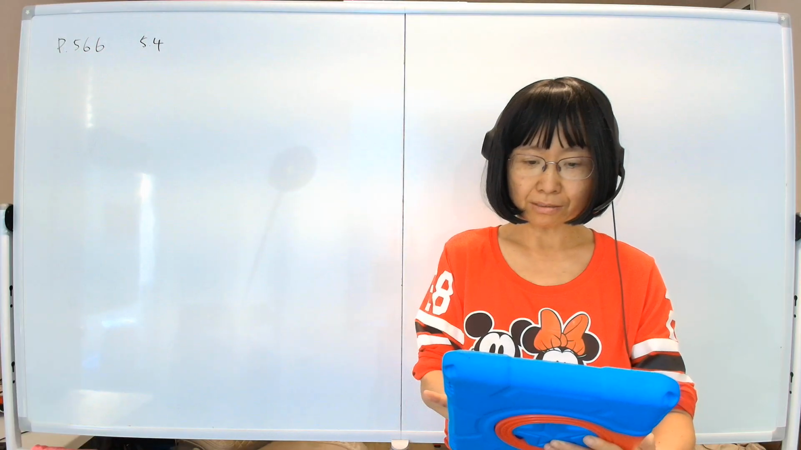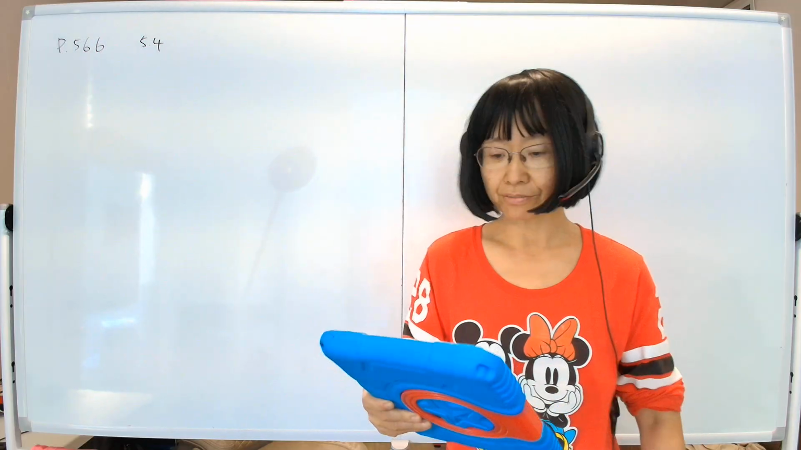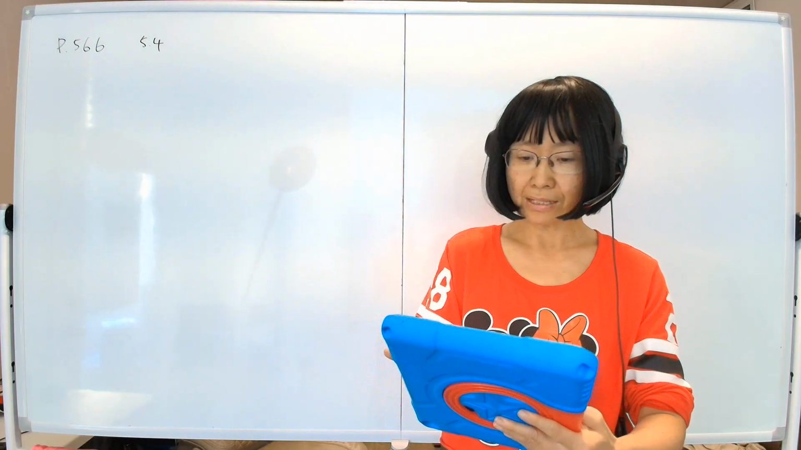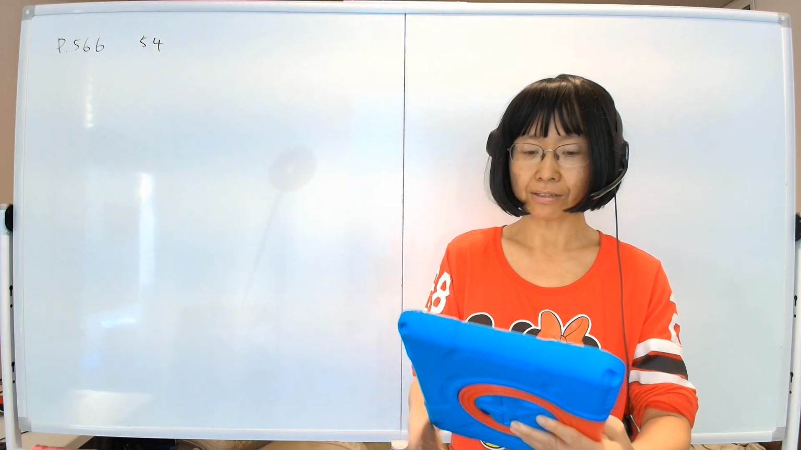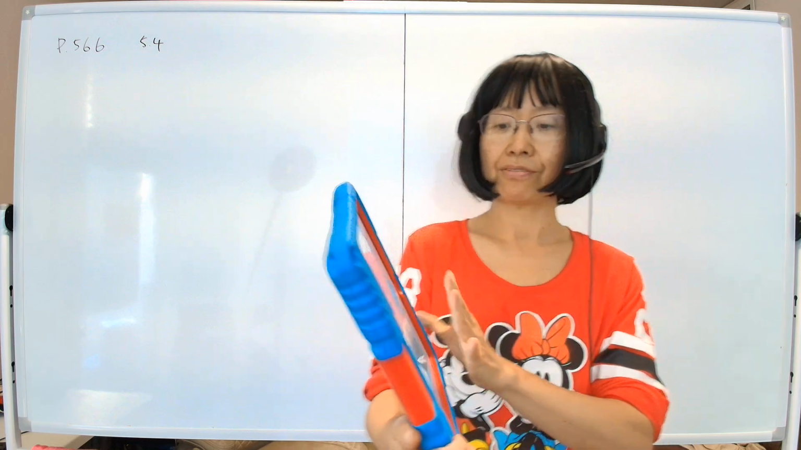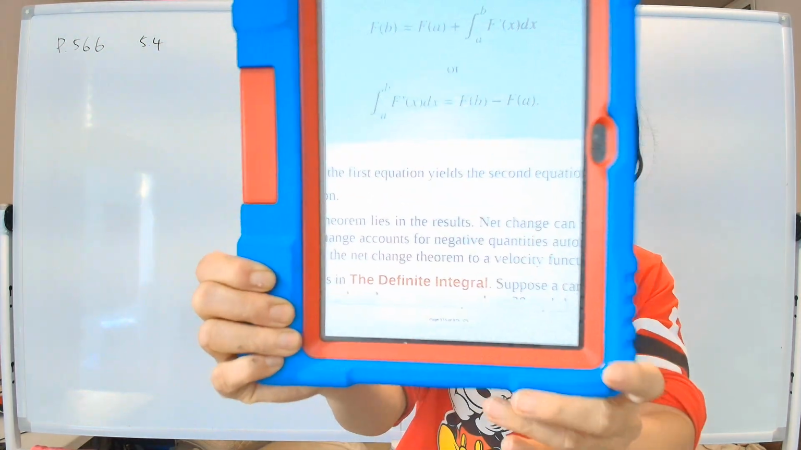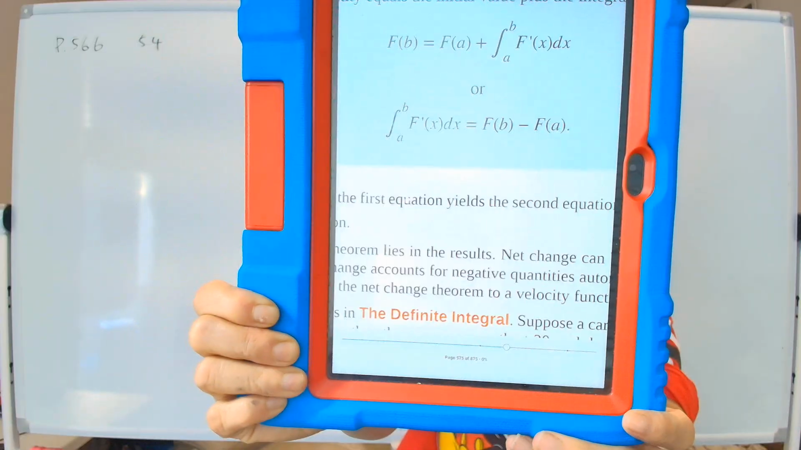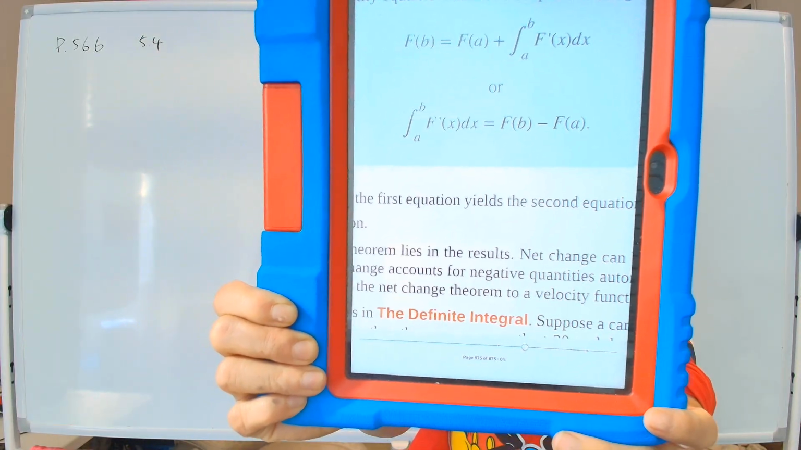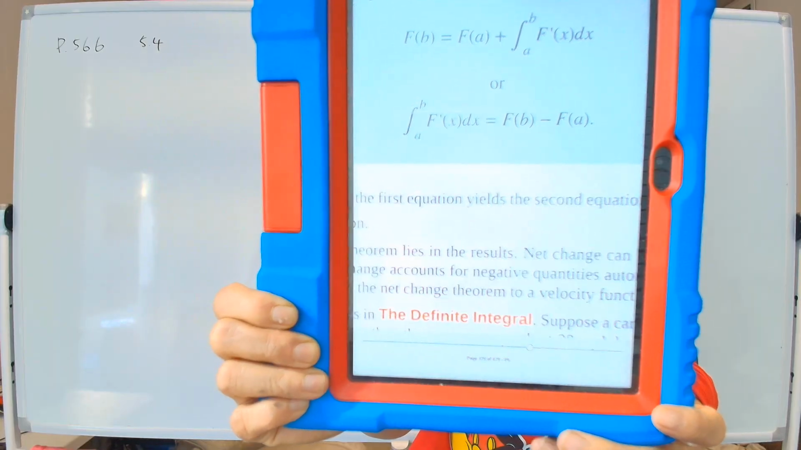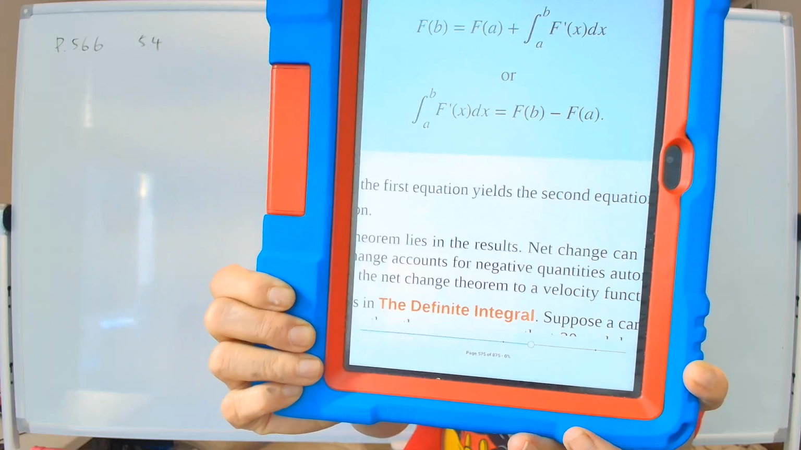The net change theorem is just another way of saying the evaluation theorem of the fundamental theorem of calculus, which states that if you integrate a function, look at the bottom one right down here, then it equals the antiderivative with the number plugged in from the top, subtracted by the number plugged in from the bottom.